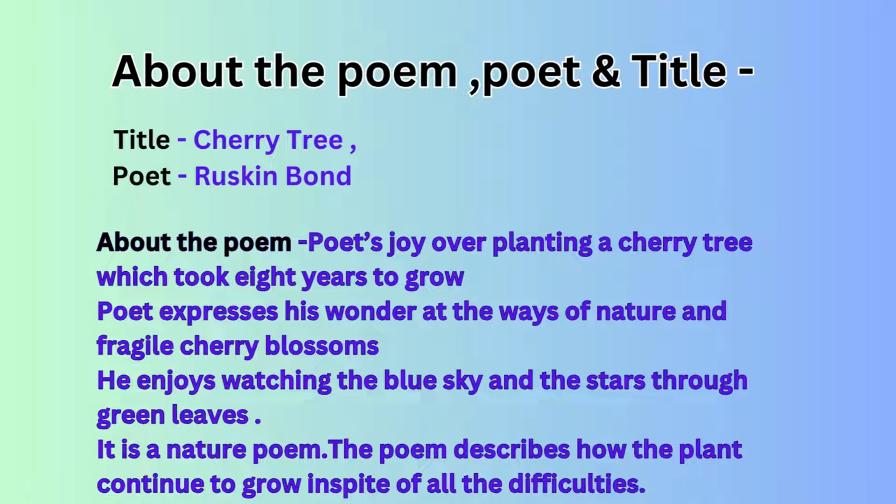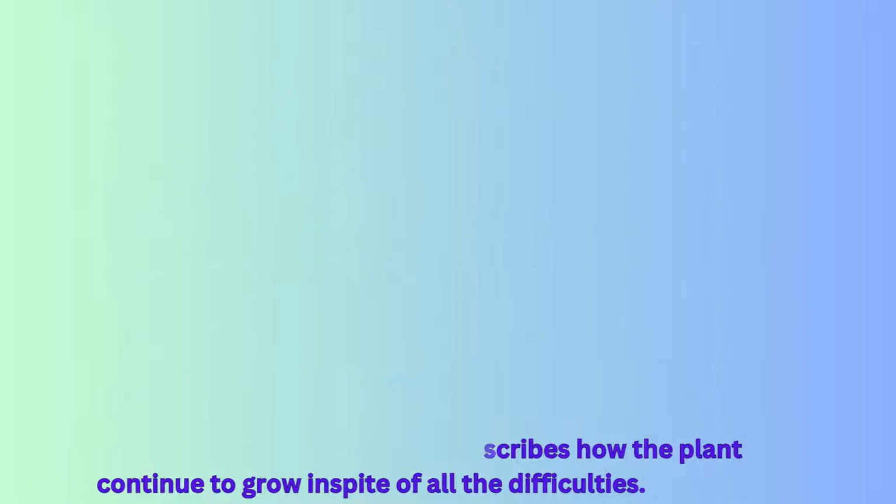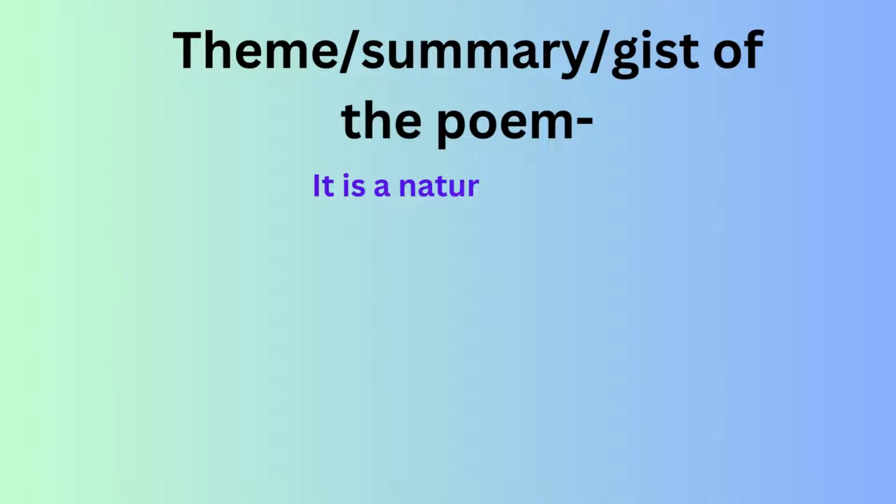The cherry tree gives him immense joy as he can see the stars and the blue sky through dappled green trees. It is a nature poem as it has elements of nature in it. The poem describes the planting of a cherry seed by the poet and how, against all difficulties, the little plant continues to grow. Now let's see what is the theme or gist of this poem.